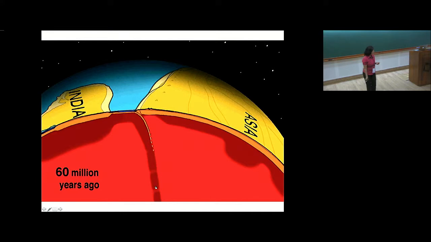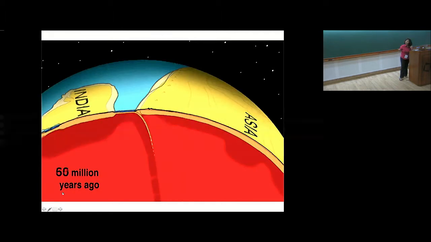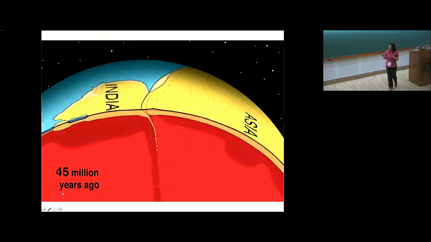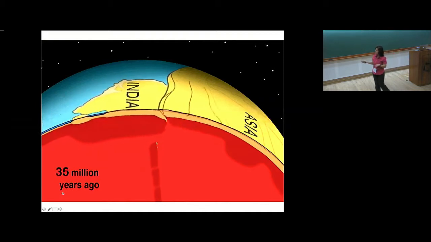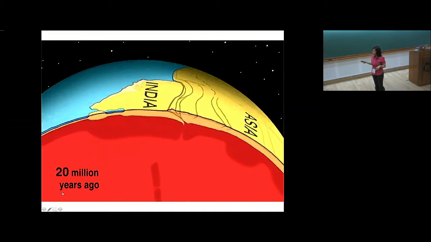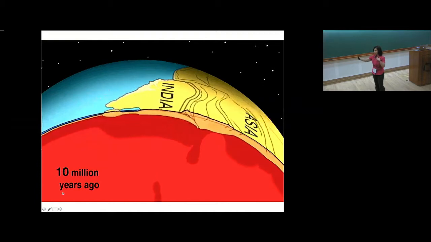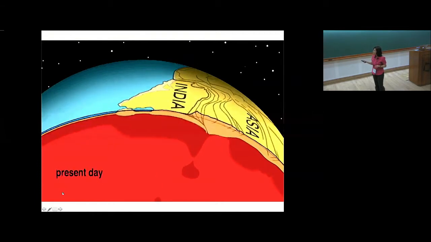And let me start the animation. So see what happens with time. India is moving towards the north, it's colliding with Asia, and there's a lot of deformation, shortening, compression going on, and this is where the Himalayas are now, okay? So the Himalayas are created because of this northward collision of India with Asia.